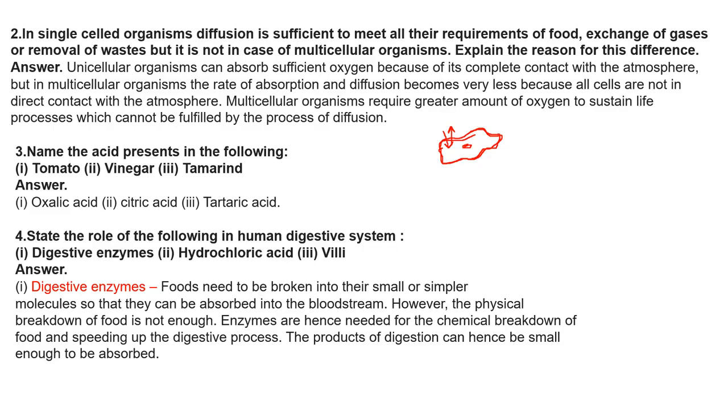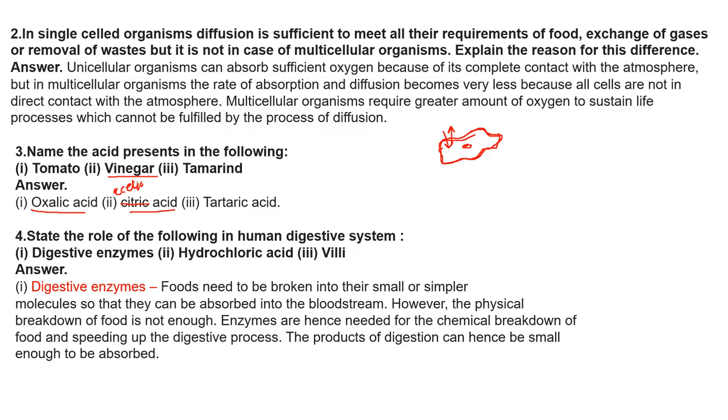Name the acids present in the following: tomato, vinegar and tamarind. In tomatoes, oxalic acid is present. In vinegar, citric acid is present. It shouldn't be citric acid, it should be acetic acid. Acetic acid. And in tamarind, tartaric acid is present.